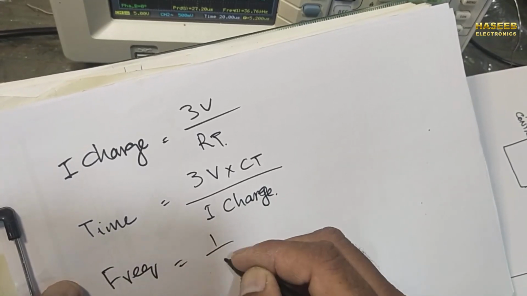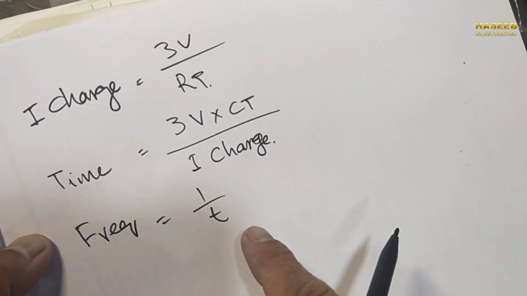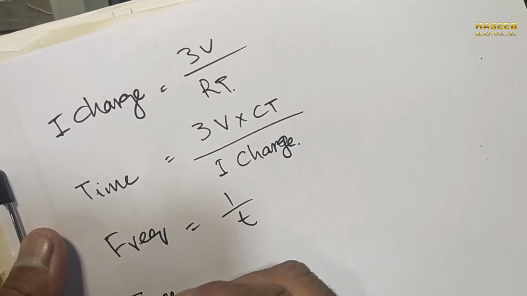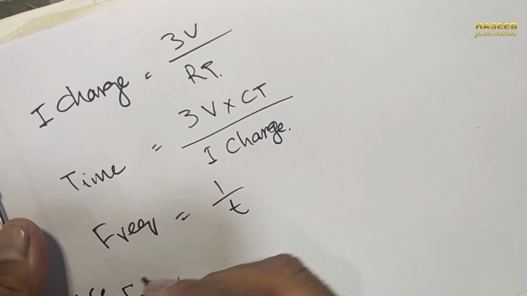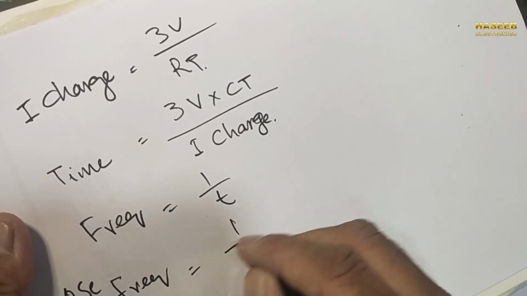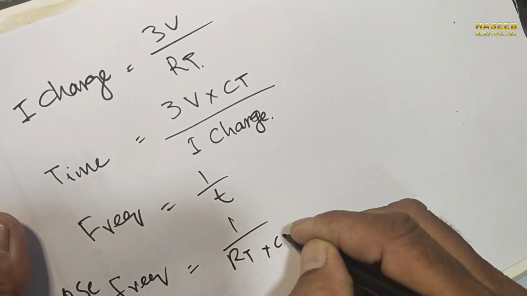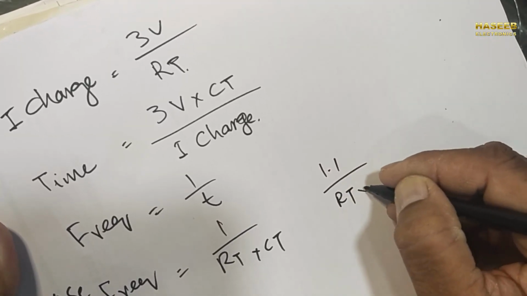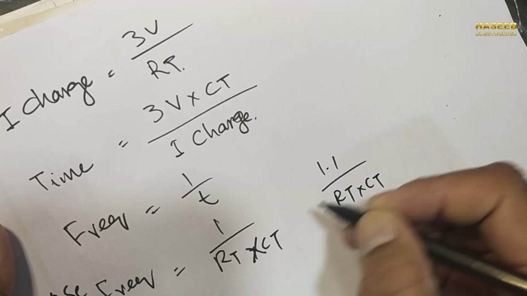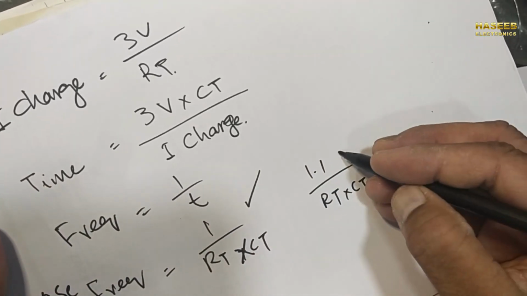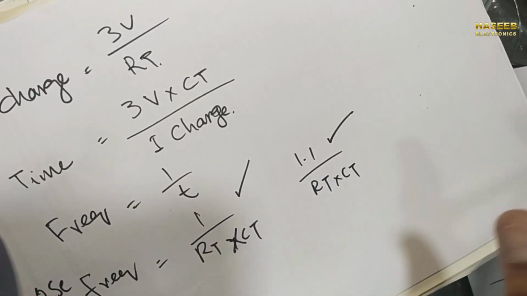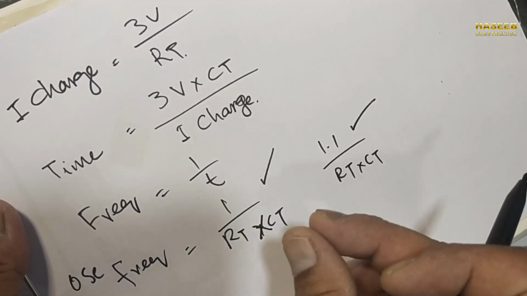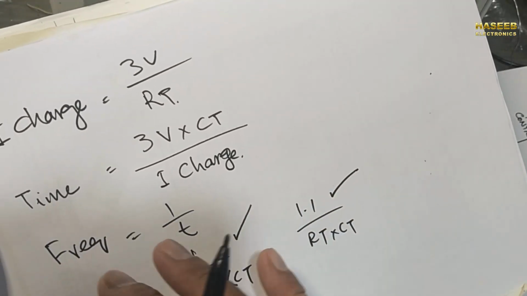frequency is 1 over T. So we can calculate the oscillator frequency as 1 over RT CT, or we can say 1.1 over RT CT. We can use this formula or we can use this formula. Both formulas are the same. In calculation it will give a slight difference, but it will be the same.